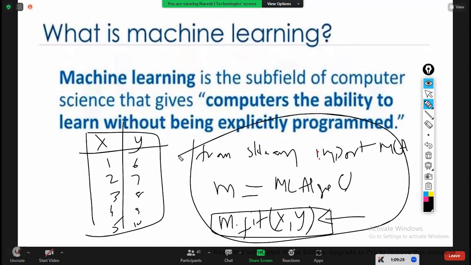Both we have to learn. Theory we have to learn, practical also we have to learn. So what happens exactly in the fit, we have to understand, and what happens in the code also, we have to understand. Is that clear, guys?